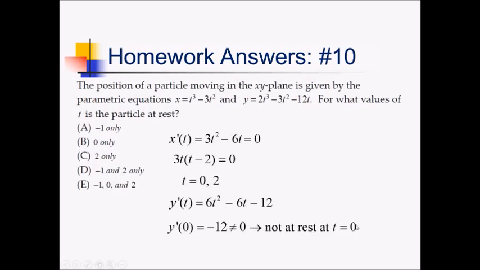Well, that leaves only t equals 2. So at this point, since it's multiple choice, you could conclude 2 only is the correct answer choice. But let's test it out just to be sure. So y prime of 2, that's going to be 2 plugged into everything in my derivative right here. So this is going to be 6 times 4 is 24, minus 12 is 12, minus another 12 is 0. Since y prime and x prime both equal 0 at time 2, that means the particle is indeed at rest at time 2. So that gives us enough to choose answer choice C.